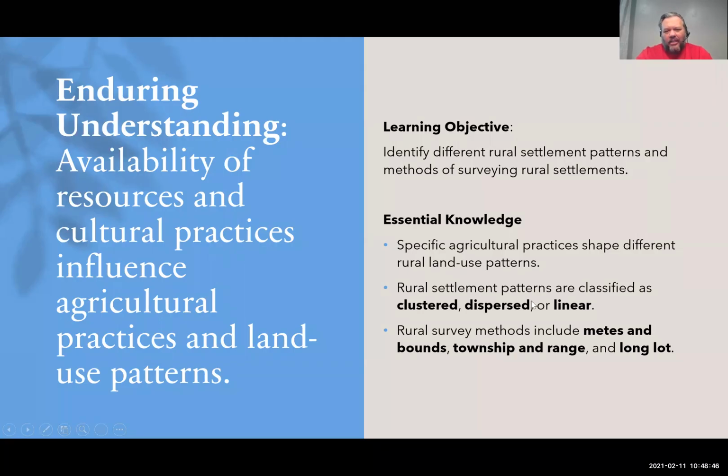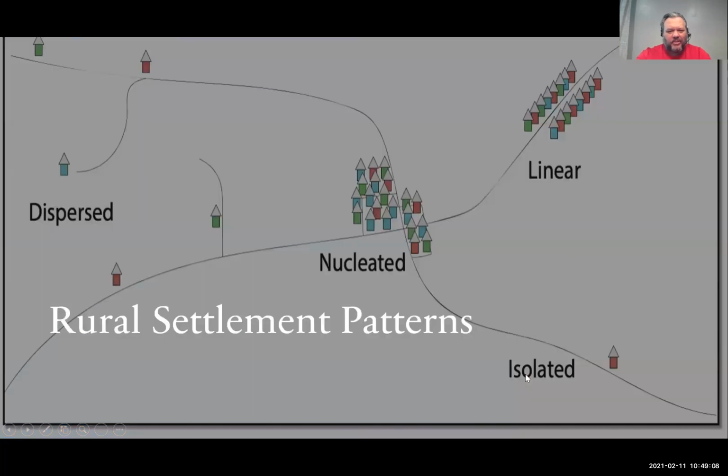All right. So here's what we're going for. Specific agricultural practices shape different rural land use patterns. And so different types of settlement patterns are going to be clustered, dispersed, or linear. And then the different types of survey methods include metes and bounds, township and range, and long lots. So we're familiar with these terms in a different context. Township and range we also did at the beginning.